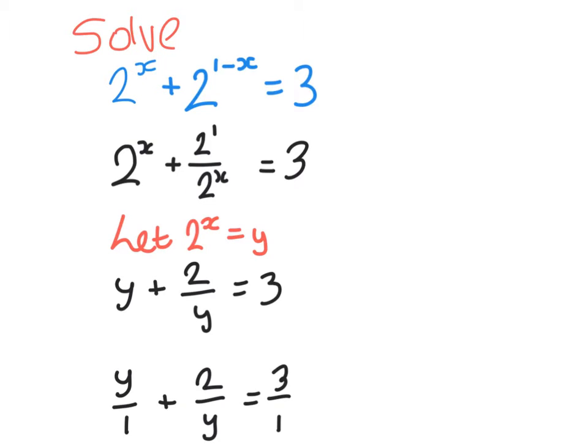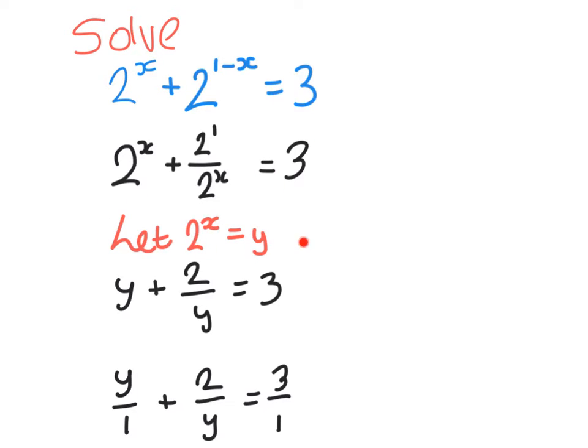So we're using that law in reverse by starting off with our subtraction of powers and bringing it into a division. So 2 to the power of 1 divided by 2 to the power of x would have given us 2 to the power of 1 minus x. We've done that law in reverse. So now we have 2 to the power of x plus 2 to the power of 1 divided by 2 to the power of x is equal to 3.